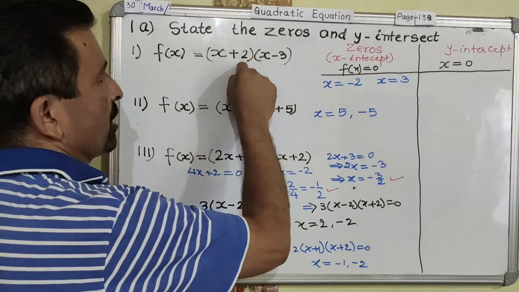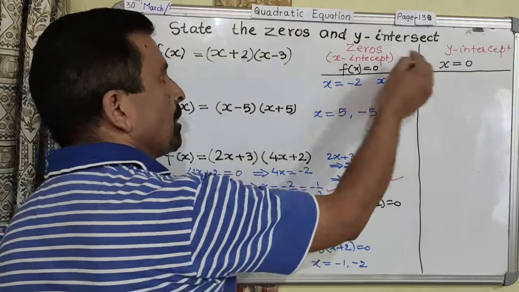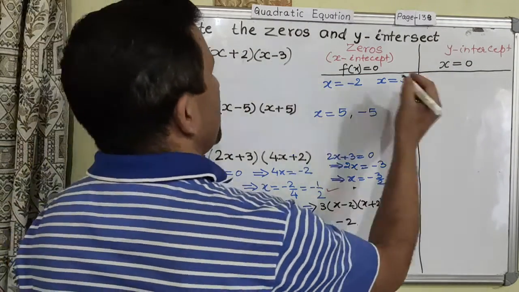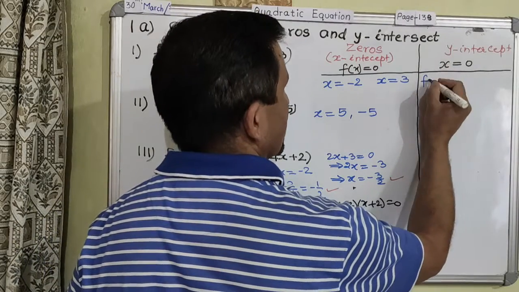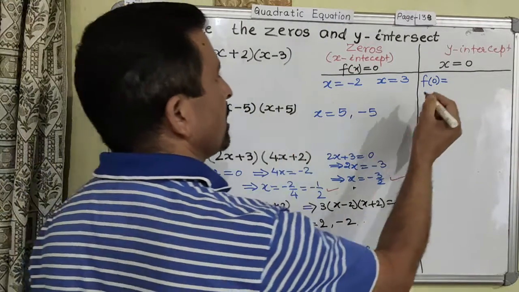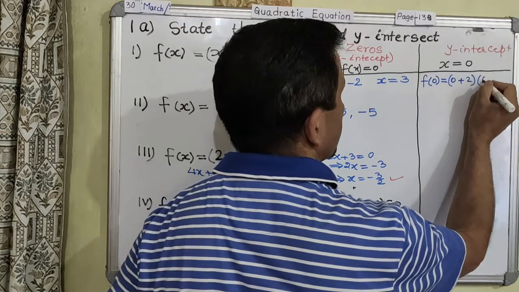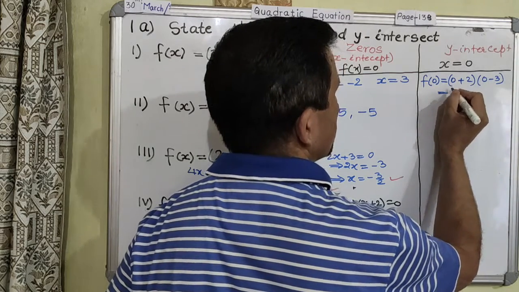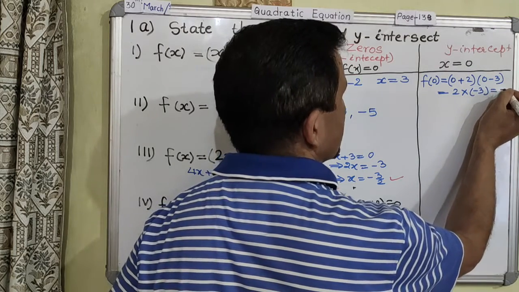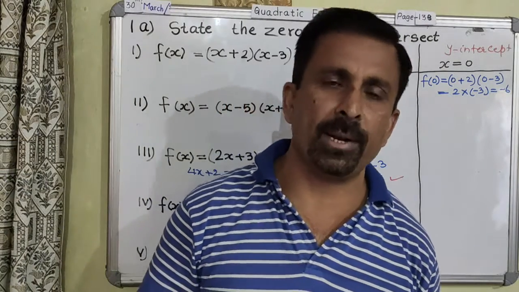Clear? So first of all, I am going to calculate the y-intercept for this one. For this function, we will calculate the y-intercept by taking x equal to 0. So let me do that. Put the value of x as 0 in the equation. So (0 plus 2) into (0 minus 3). 0 plus 2 is 2 and 0 minus 3 is negative 3. The product of this is minus 6. Clear? Done. That's all. This much only we have to do for finding the y-intercept.